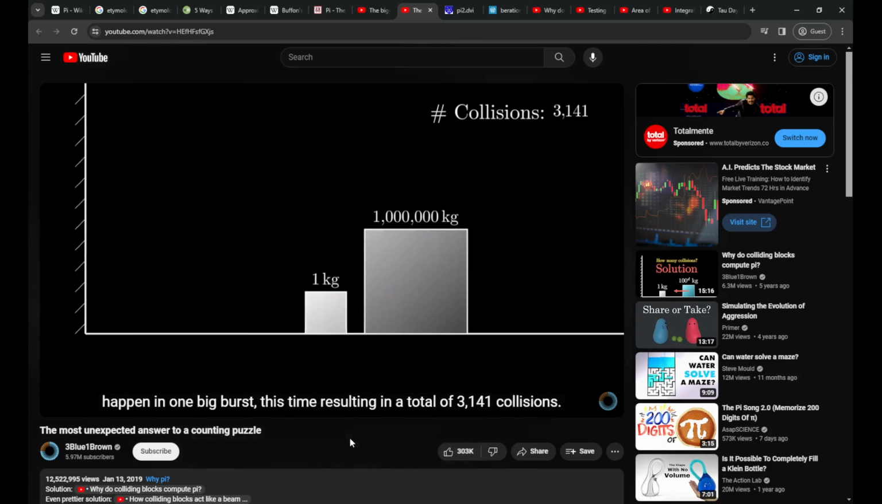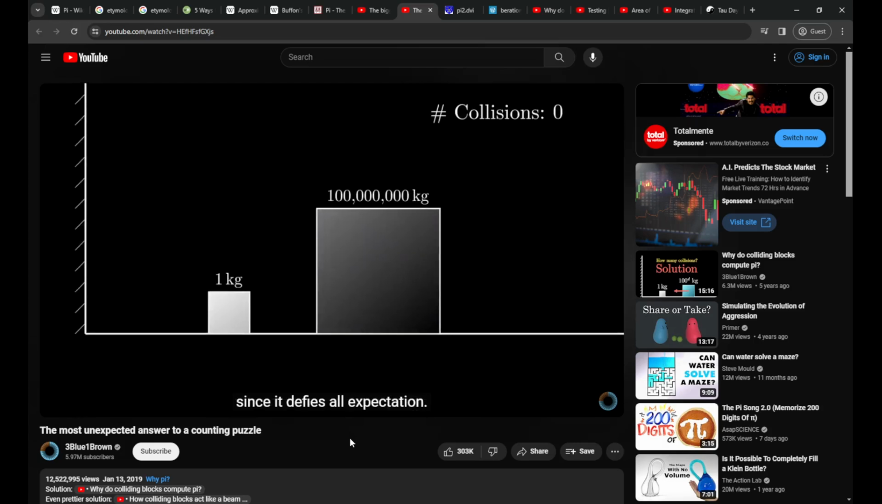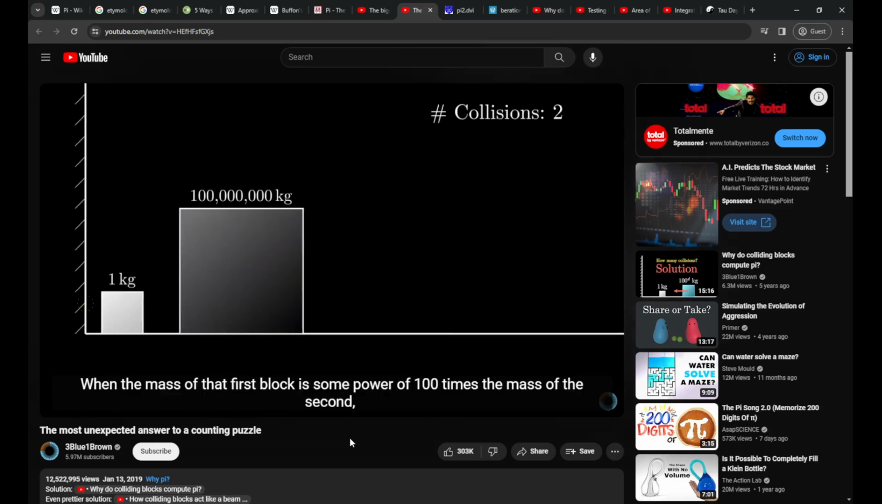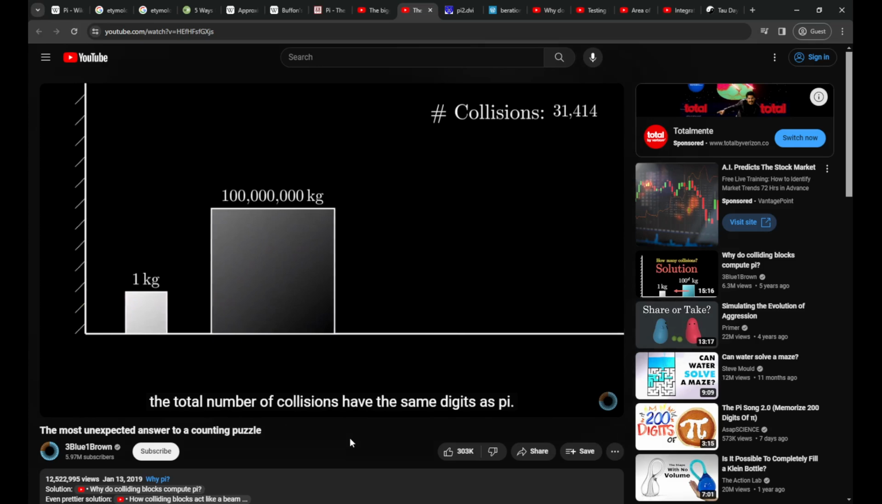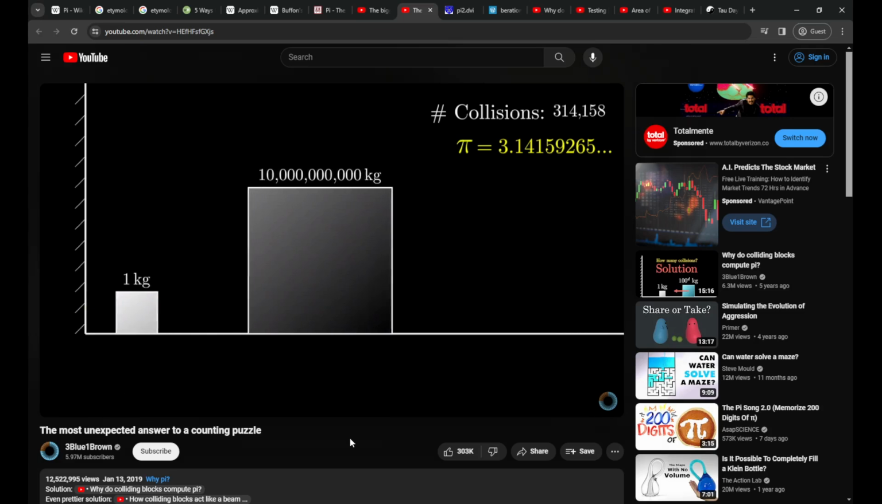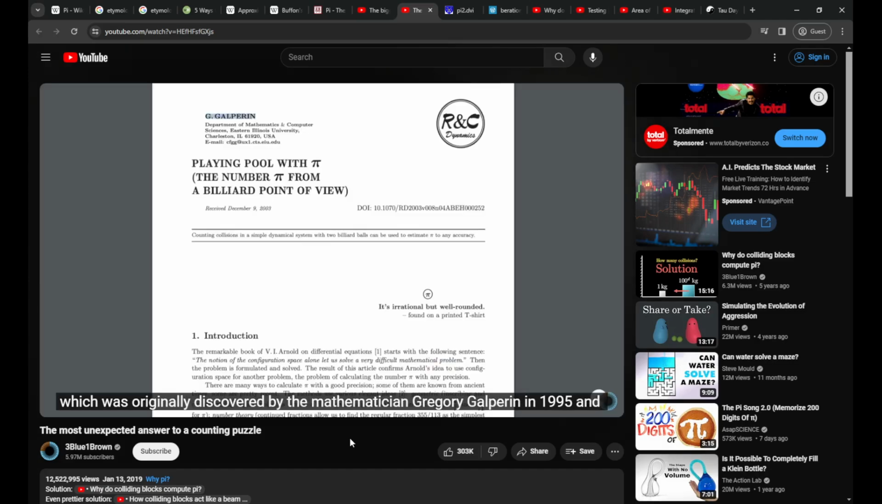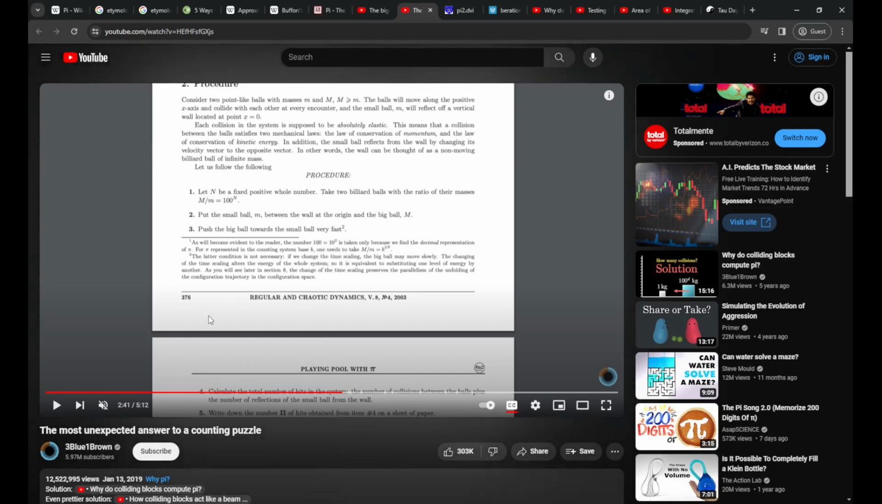So there's a 1 million kilogram. That would be 100 to the third power, I believe. Here's 100 million, so that would be 100 to the fourth power. And what you can see here is that the number of collisions, not counting a decimal point, are approximating pi. And I don't know why. That comes in the next video here. In the next video, why do colliding blocks compute pi?